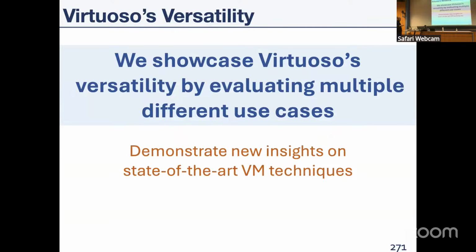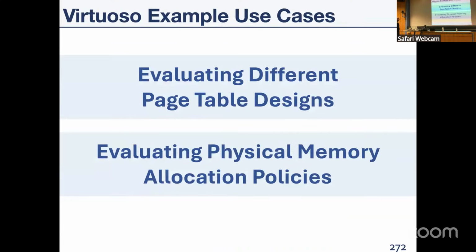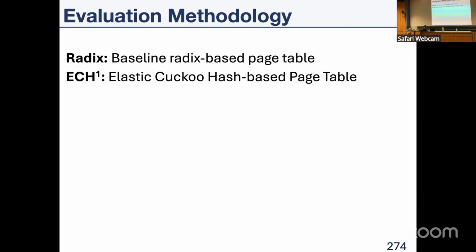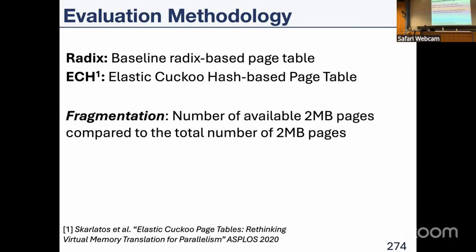And we showcase Virtuoso's versatility by evaluating multiple different use cases, which you can find in the paper. I will describe only 2 of them. First, how we evaluated different page table designs, and second, how we evaluated different physical memory allocation policies. So diving into the page table designs first, we evaluated Radix. Radix is a multi-level, 4-level page table that the baseline is using. And an elastic cuckoo hash-based page table, the one that performs multiple memory accesses. And we sweep the fragmentation.